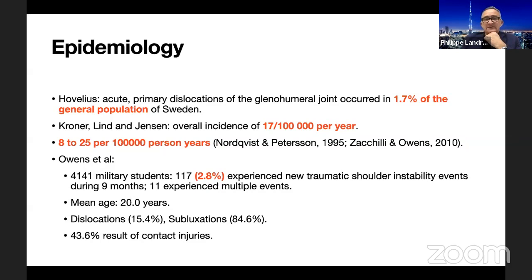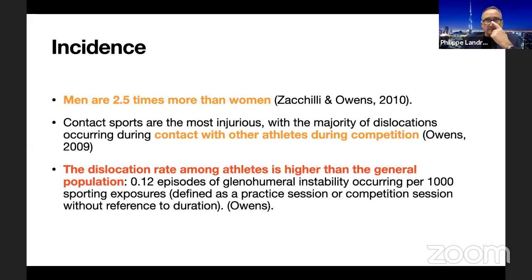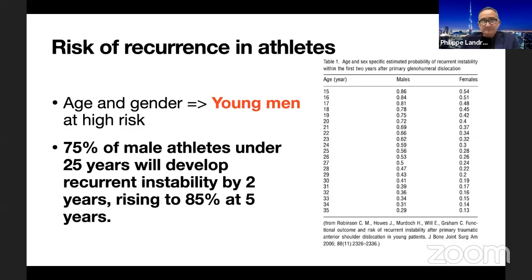But actually, it's better to compare with the general population to have a better idea. We can say that based on the literature currently, men are 2.5 times more unstable than women. Contact sport with other athletes during competition carries the most risk for shoulder dislocation. And Owens showed, for example, that the dislocation rate among athletes is definitely higher than in the general population. And if you look at the risk of recurrence, not only the first episode, the age and the gender show that young men are at high risk.